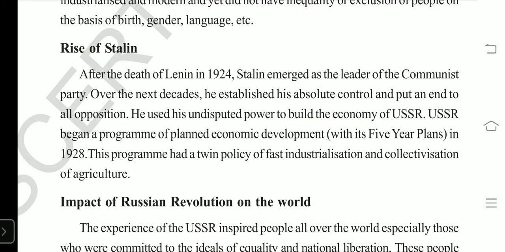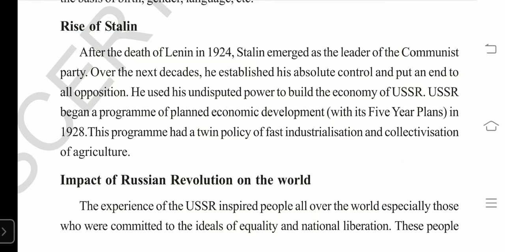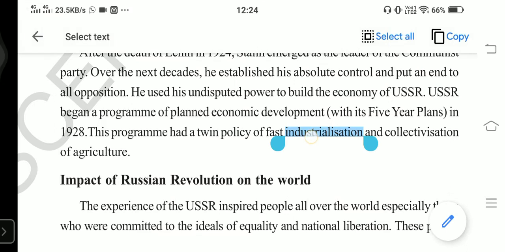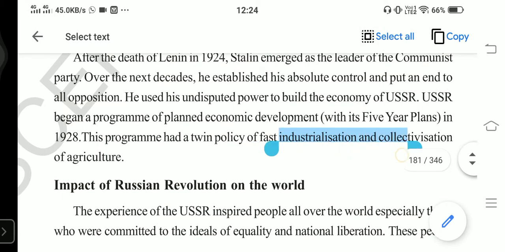Stalin introduced a program called Planned Economic Development, which consisted of two programs: one is fast industrialization and the other is collectivization of agriculture. Right? These are the two programs. These are called the twin policy. Two programs are there in the policy called planned economic development.